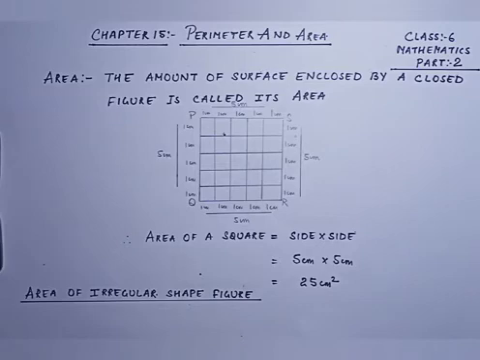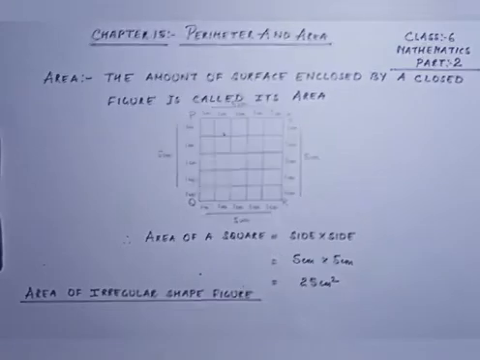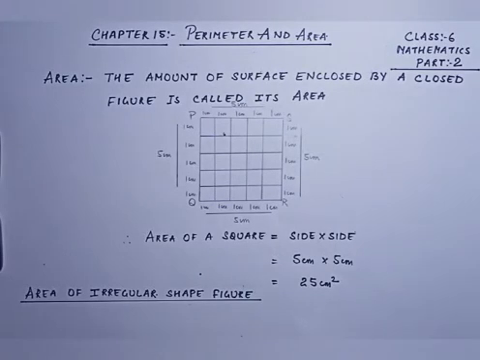Today we are going to continue with the same chapter, that is chapter 15, perimeter and area. So let us see what is area. The amount of surface enclosed by a closed figure is called its area.